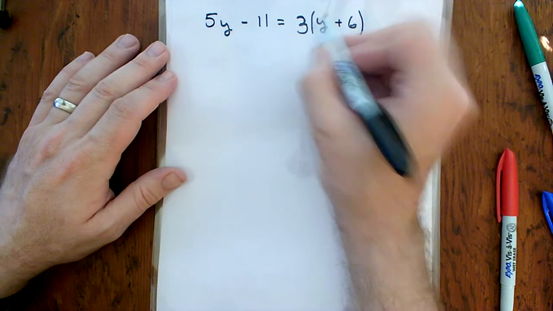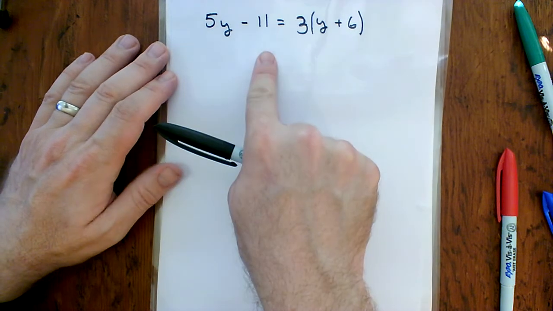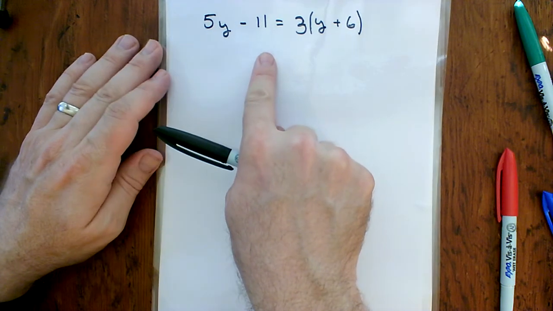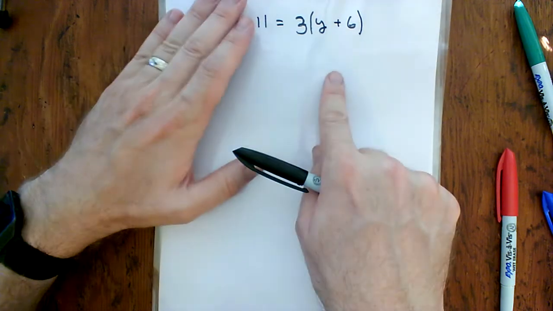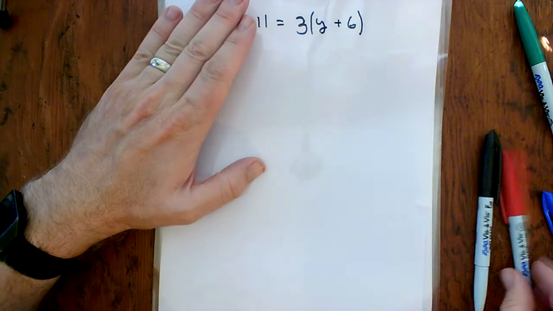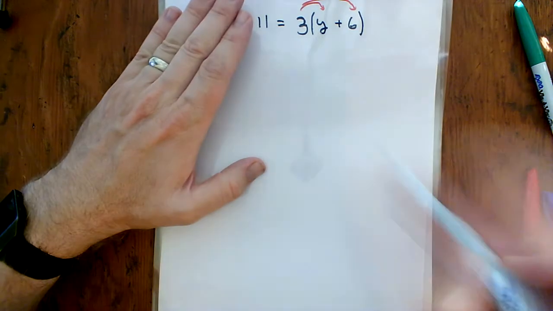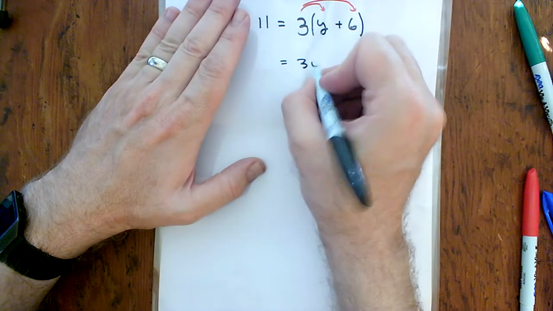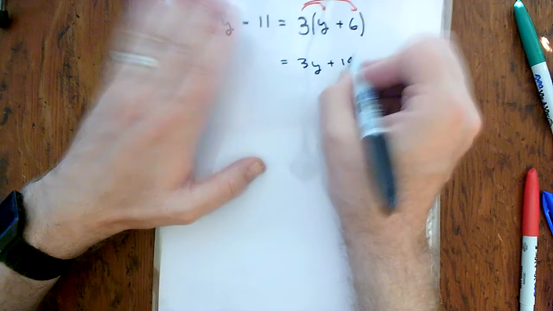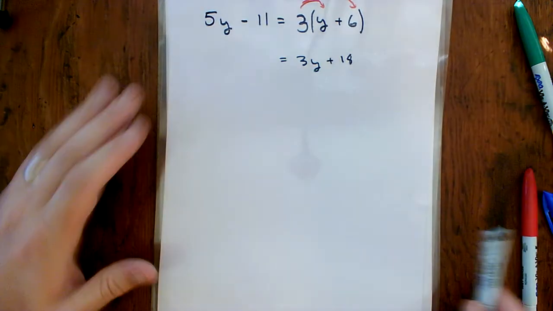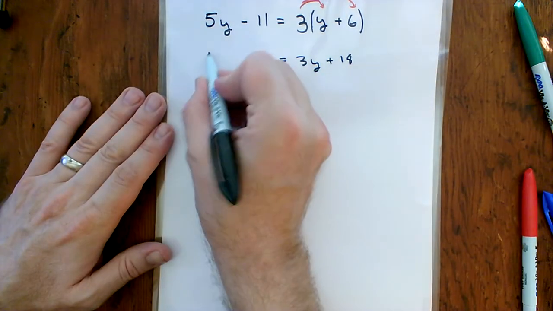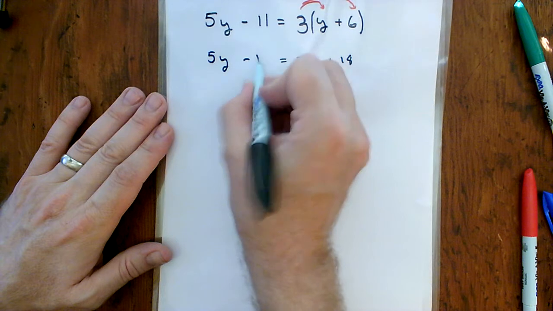So over here on the left side of my equation, I can't simplify anything. But over here on the right, oh, we can certainly do that. I'm going to go ahead and distribute this. So I'll end up with 3y plus 18. Okay. And here we go, 5y minus 11.